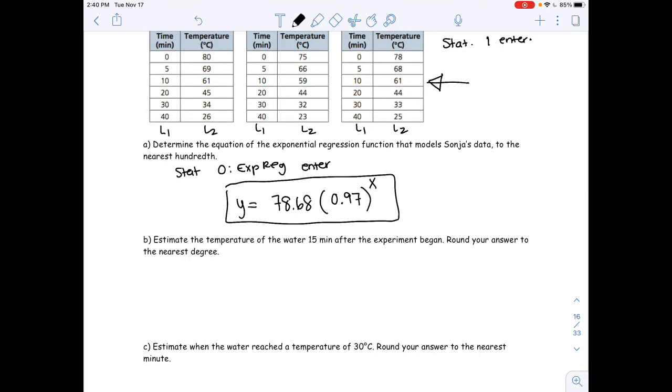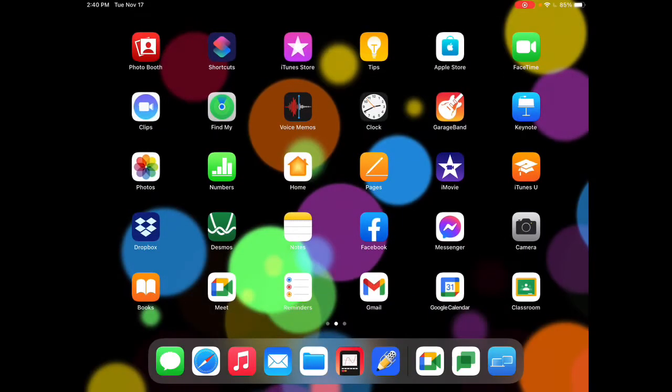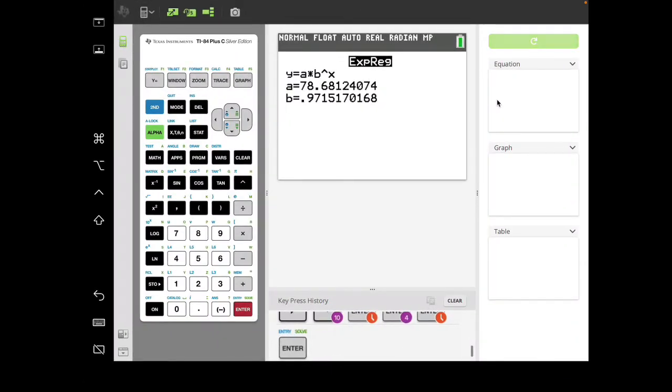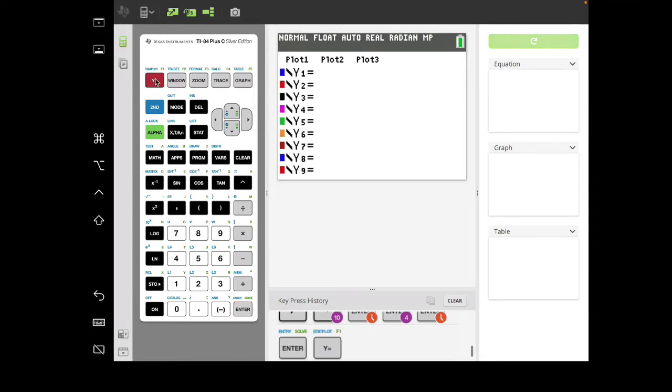Now, the next step is we want to be able to graph this. We want to graph this equation accurately and then be able to answer the following questions. Okay, so what you're going to do is you're going to go and press into your calculator y equals. Okay, so let's go back to our calculators. So once you have your equation, your next step is to press y equals right here.